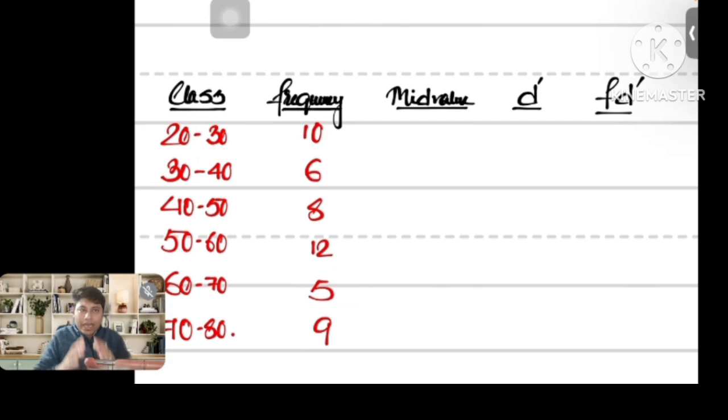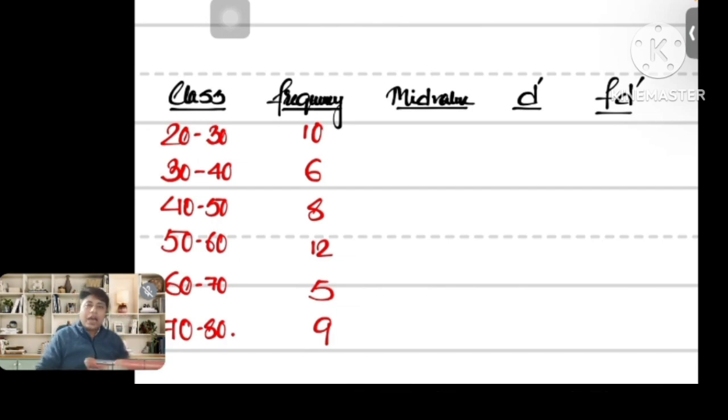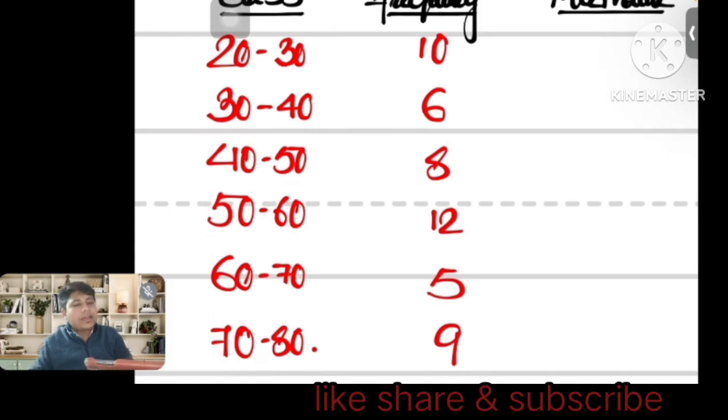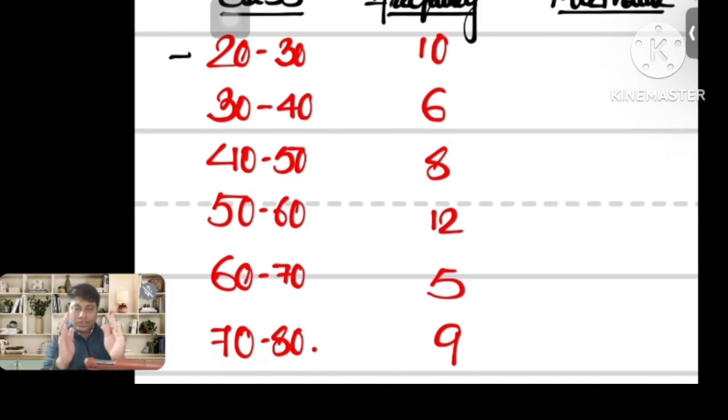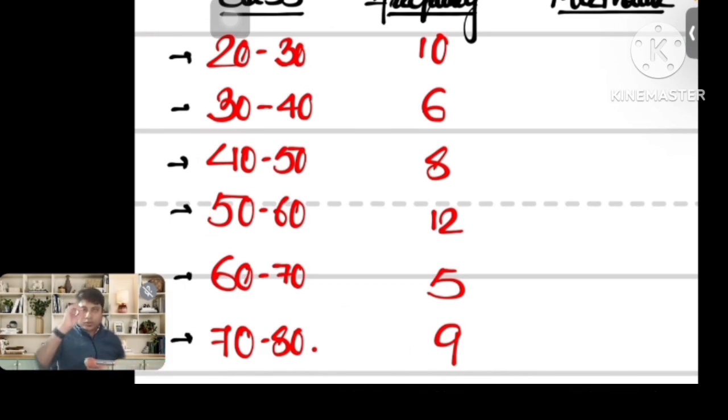Suppose there is a class where I'm going to divide the data step by step, and we have to calculate the mean. How to calculate? Look here. Here I'm going to divide the data: there is a class 20 to 30 range, 30 to 40, 40 to 50, 50 to 60, 60 to 70 and 70 to 80.